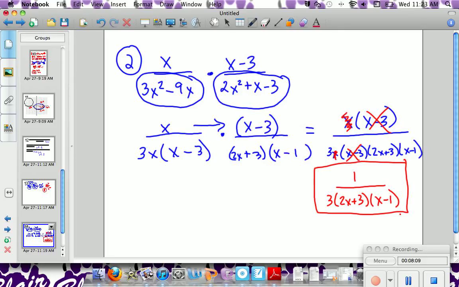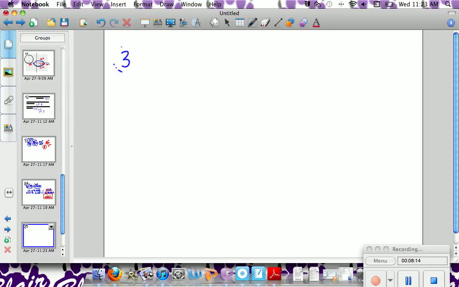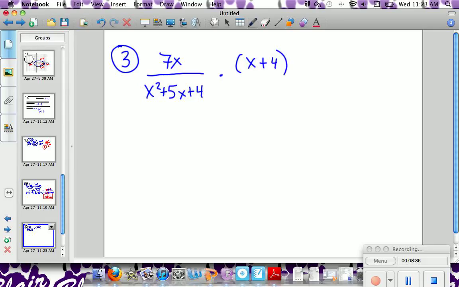We're going to do another one real similar to that. Back to blue. Example number 3. We've got a 7x all over x squared plus 5x plus 4, and we're going to multiply that by x plus 4. If you ever have an expression without a denominator, like x plus 4, we can always turn that into a fraction by putting it over 1.